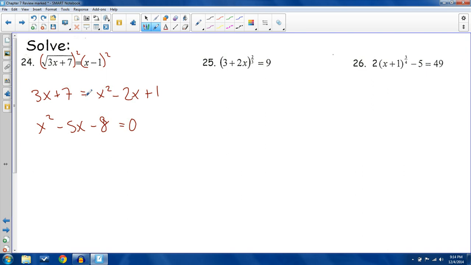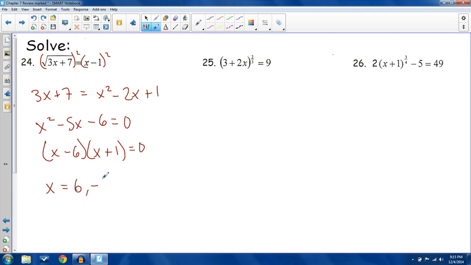Oh, I'm sorry, not minus 8, minus 6. I can't do math. x squared minus 5x minus 6 equals 0. This factors to x minus 6 times x plus 1 equals 0. Therefore, x equals 6 and negative 1. Done? No. Check for extraneous solutions.